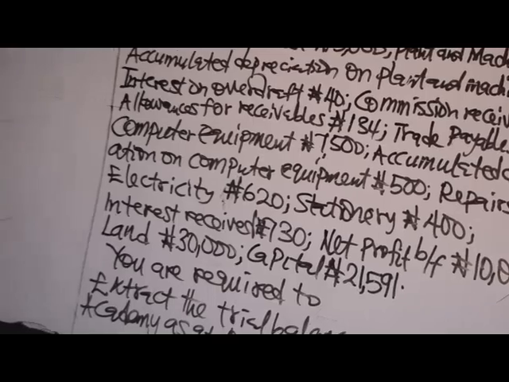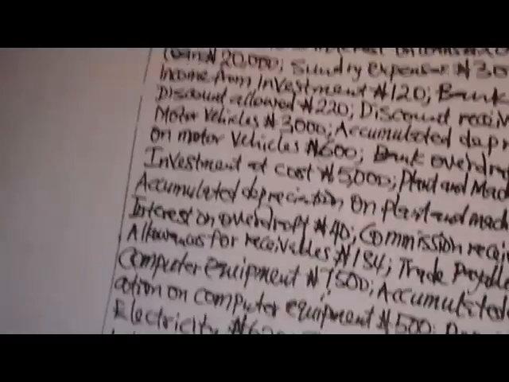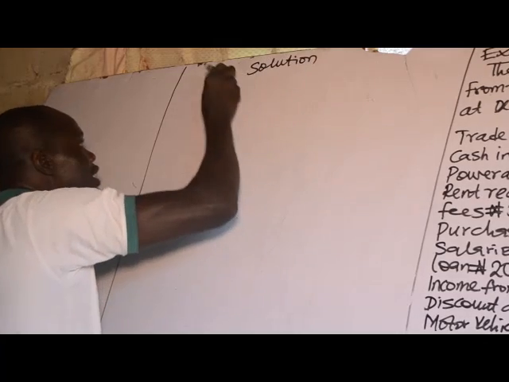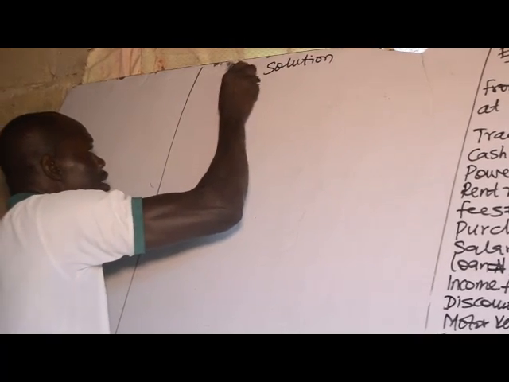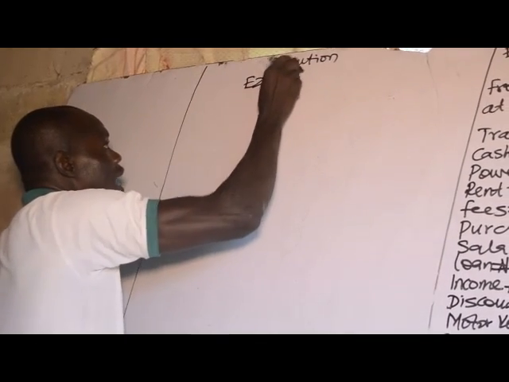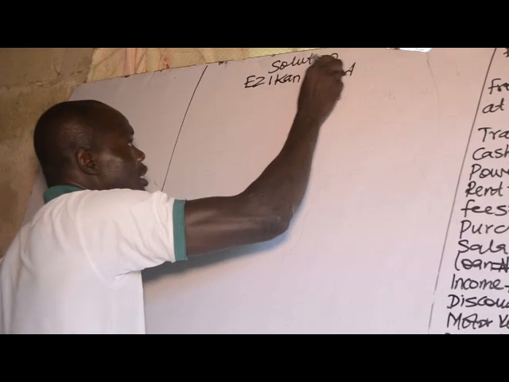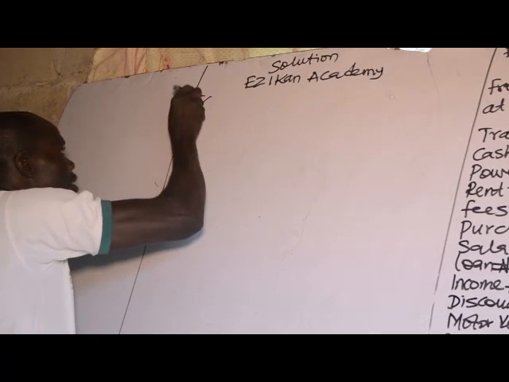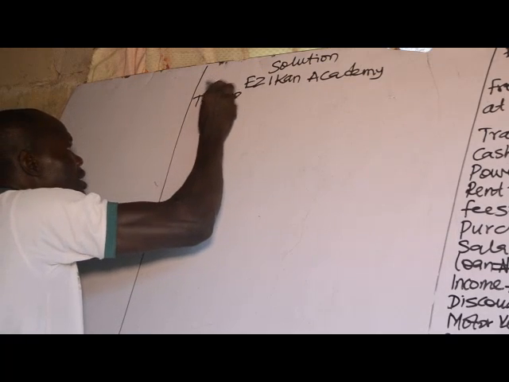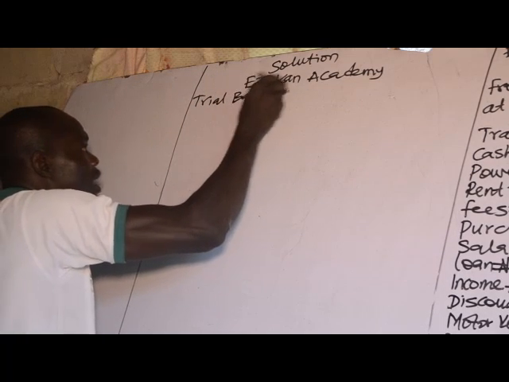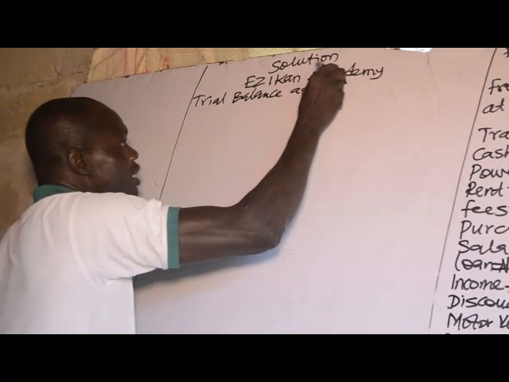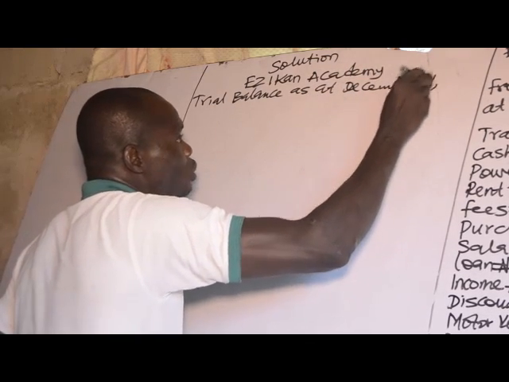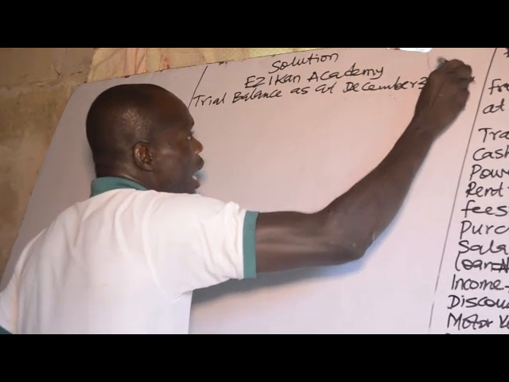So now the solution. The name of the entity is AZ Khan Academy. Trial balance as at December 31st, 2020.